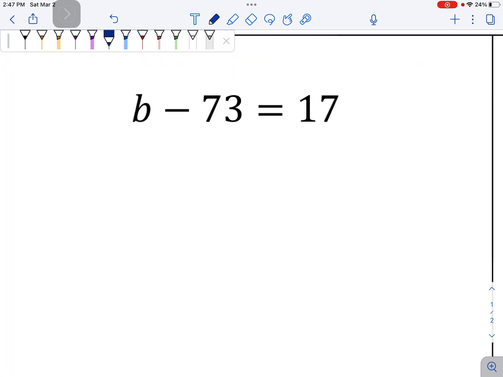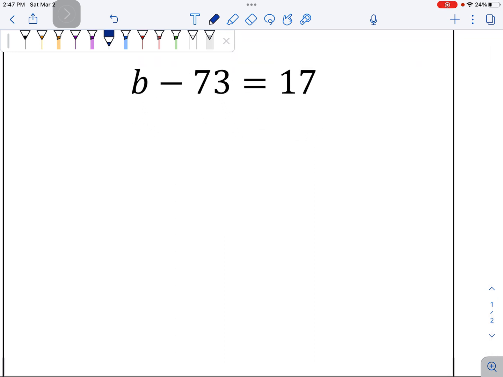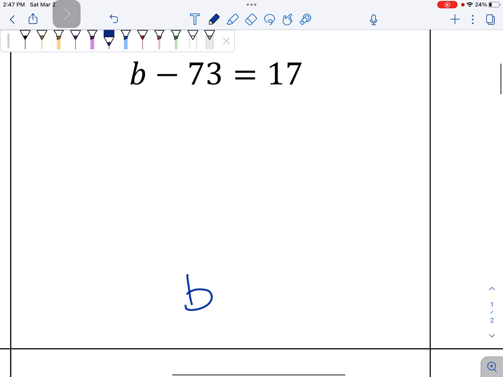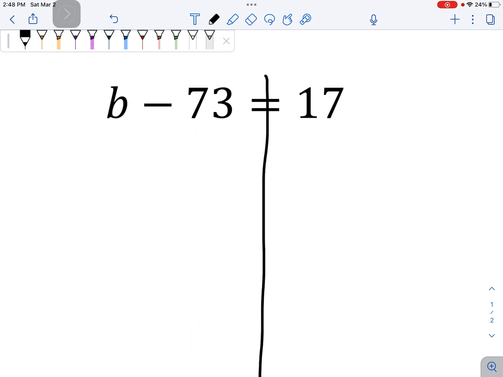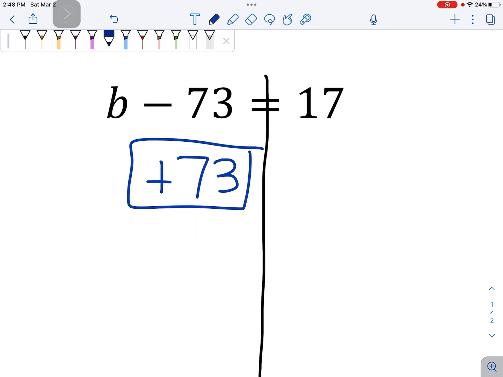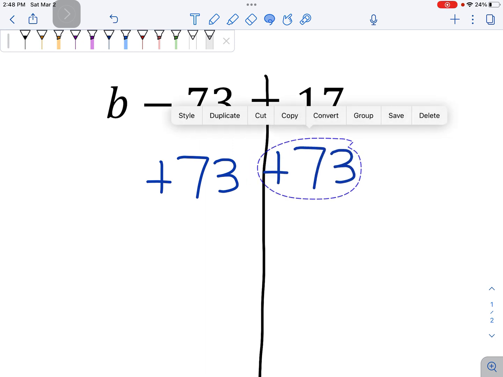It says B take away 73 equals 17. At the end, I want my answer to say B can be replaced by some number. I'm going to make an equals line, a balanced line all the way through. I see that with the B on this side, this time it says take away 73. So I'm going to do the opposite and add 73. But if I add 73 over here, I need to copy it onto the other side as well, plus 73.